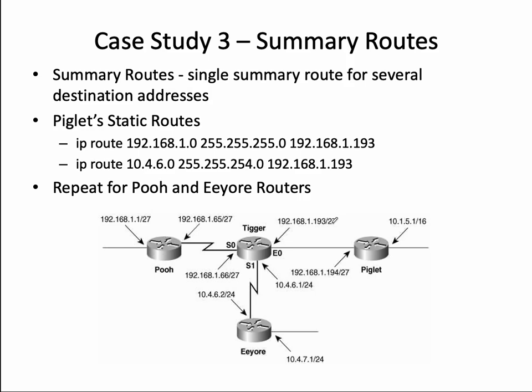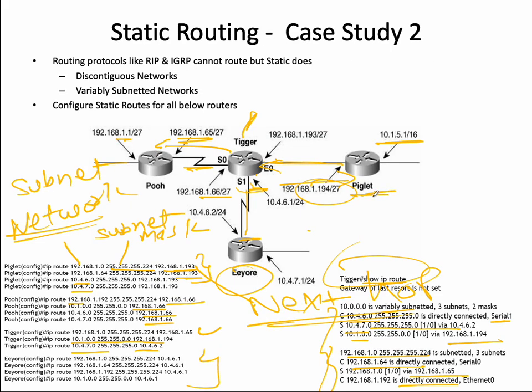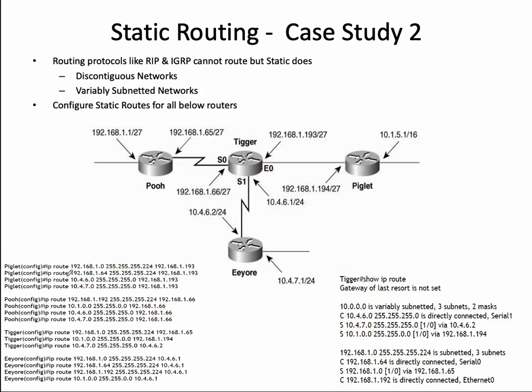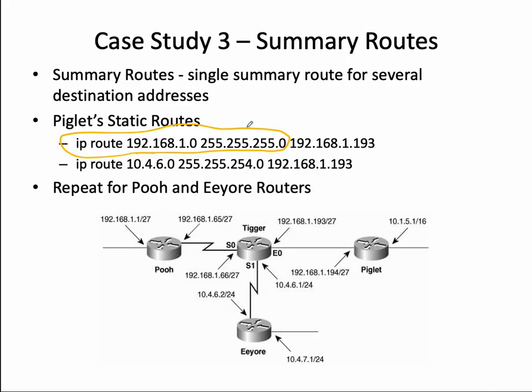So, summary routes. Summary routes are basically a single summary route for several destination addresses. Now if we look into the previous example here, Piglet, right? Piglet, we configured 192.168.1.0, 192.168. So the first two commands, you can replace them simply. You can summarize them. These two commands, basically we summarize here.